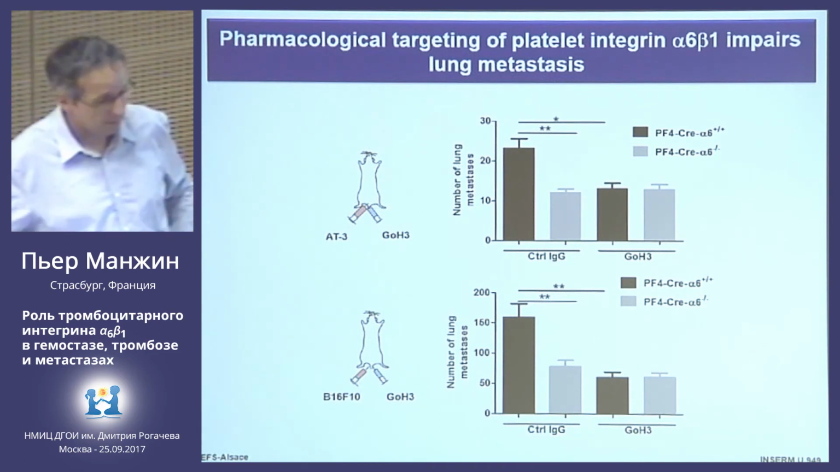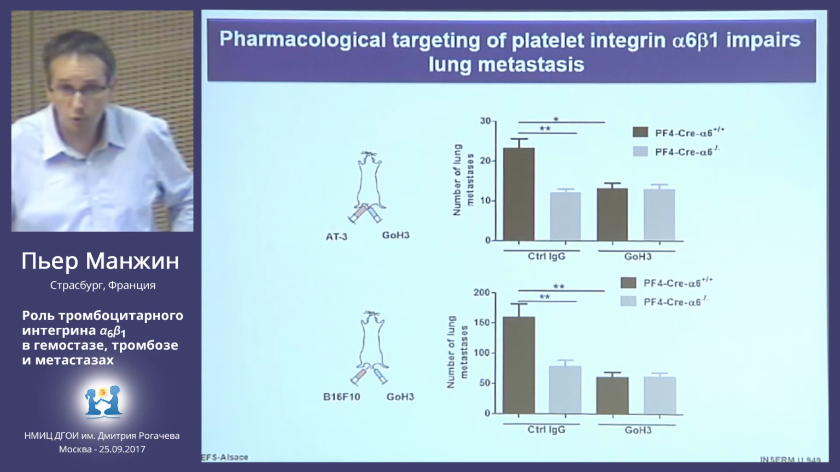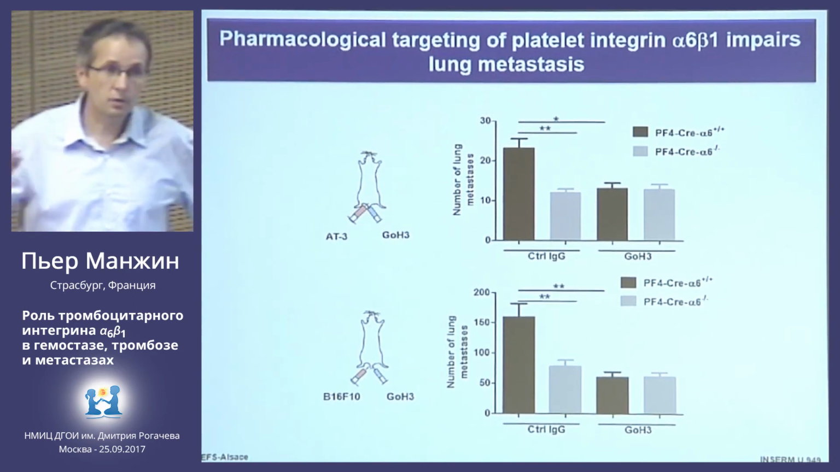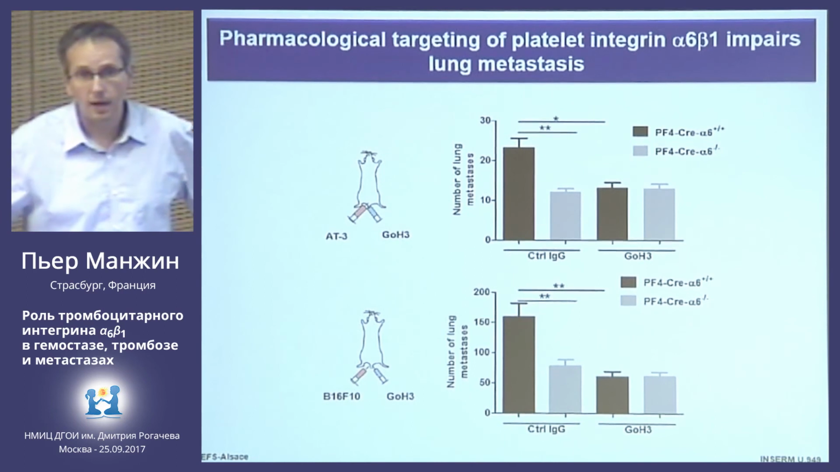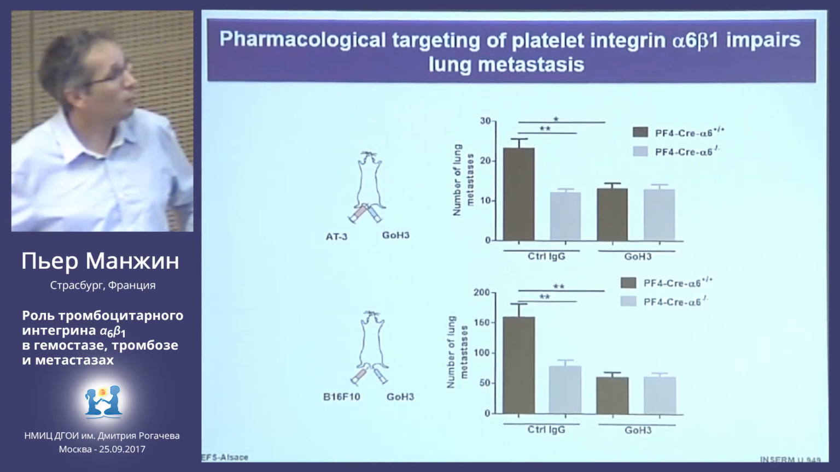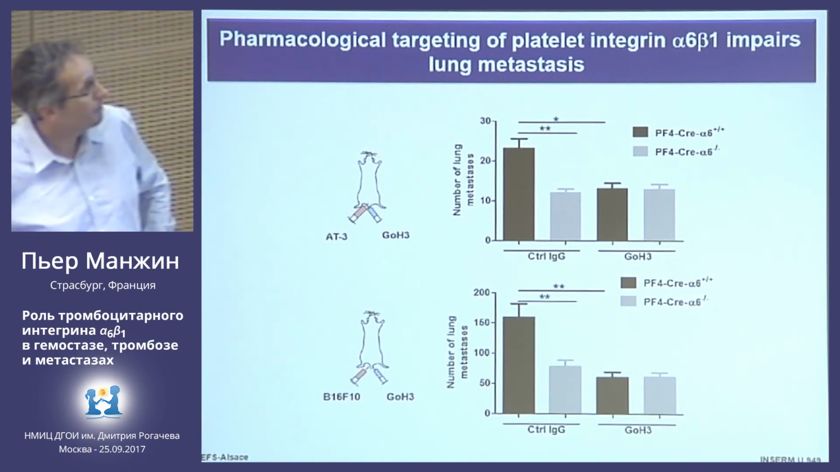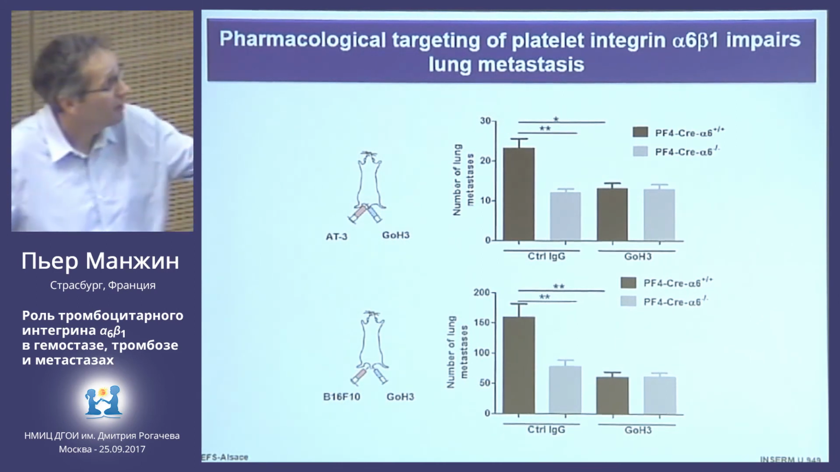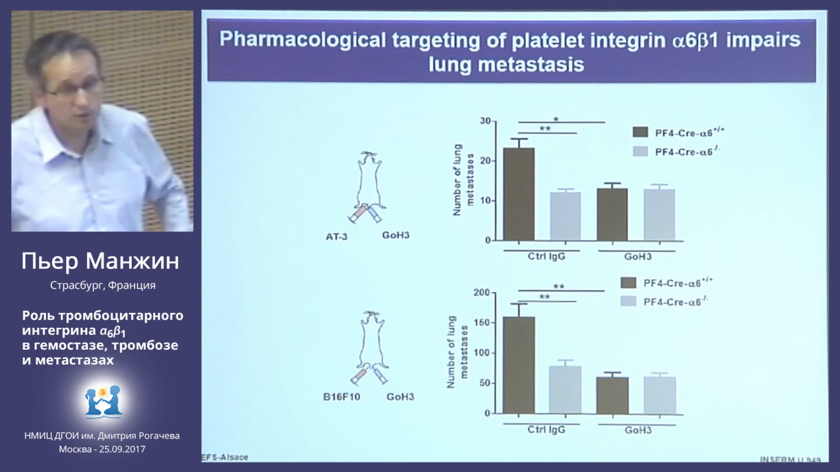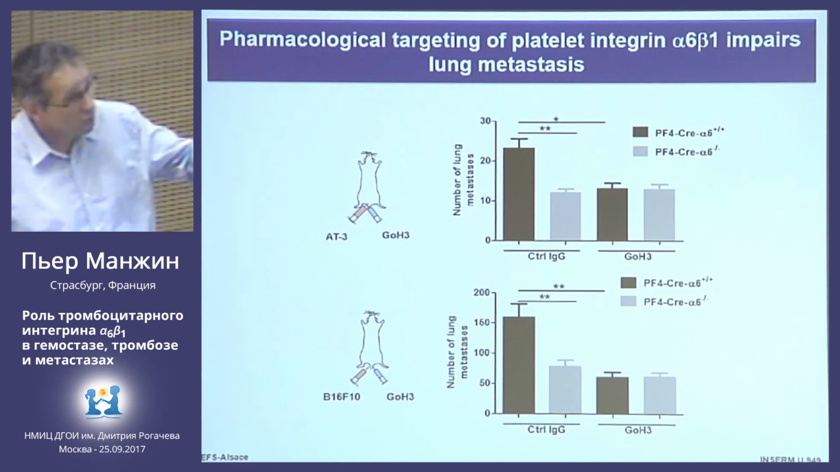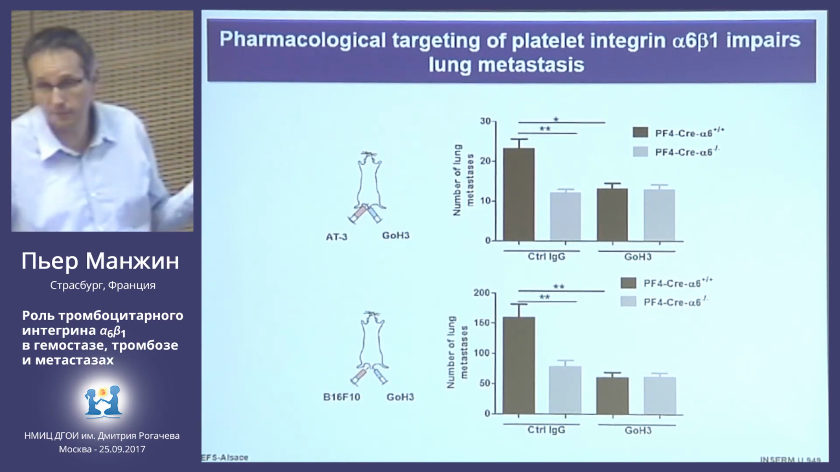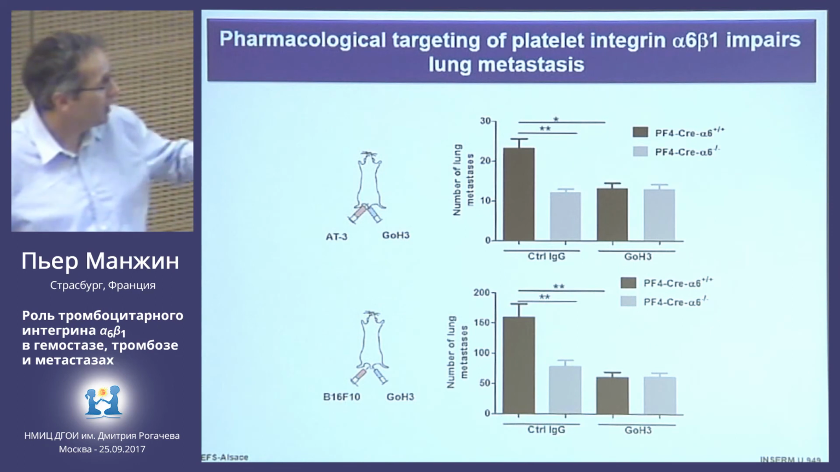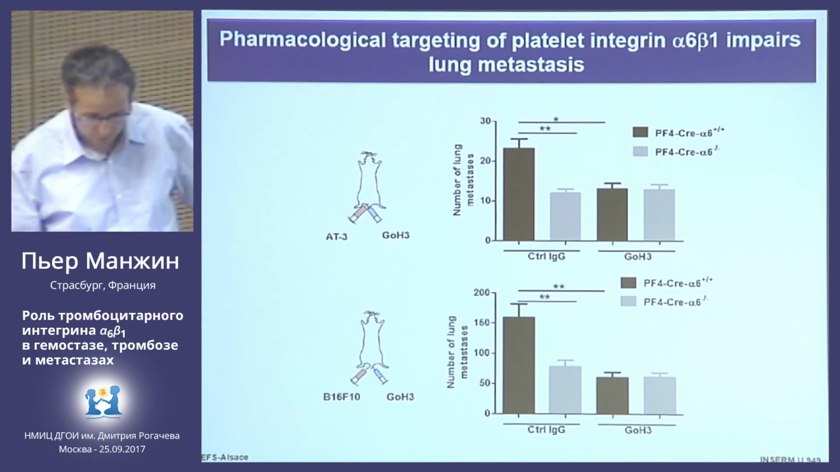I will finish with two or three slides on the pharmacological approach, because all we did for now is use knockouts. So can we also confirm these results by using an antibody? And we used GoH3, which is a known anti-alpha-6 blocking antibody. We first checked that it did not induce any thrombocytopenia. And what we observed is that when we co-injected this antibody with 4T1 cells and looked after 15 days at the number of lung metastases, we indeed observed a reduction. And there was no effect when we injected GoH3 in alpha-6 deficient mice, as you would expect, because there is no target there. And we were able to confirm this result by using B16F10 cells as a model.